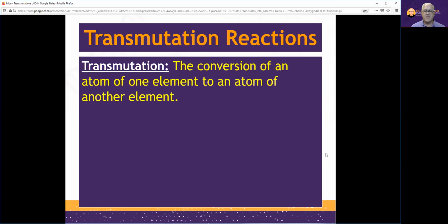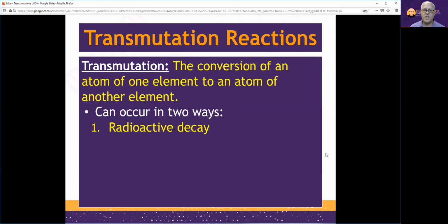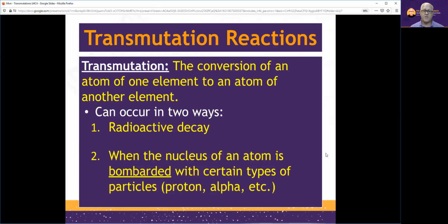And so transmutation is the conversion of an atom of one element to an atom of another element. And it can occur in two ways, and make sure you jot this down. The first way is through radioactive decay, where the element gives up a proton or a neutron, or it leaves off a beta particle, and you have radioactive decay. The second way is when the nucleus of an atom is bombarded with certain types of particles, a proton particle or an alpha particle. Bombarded means that they crash into each other. We're going to look at that.